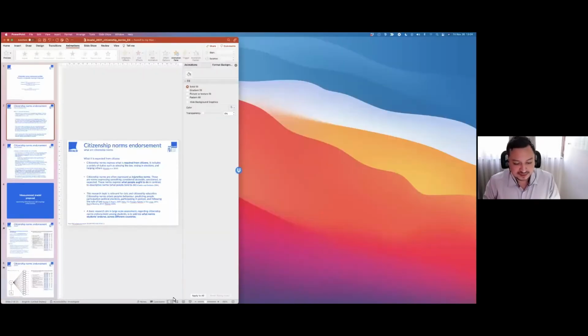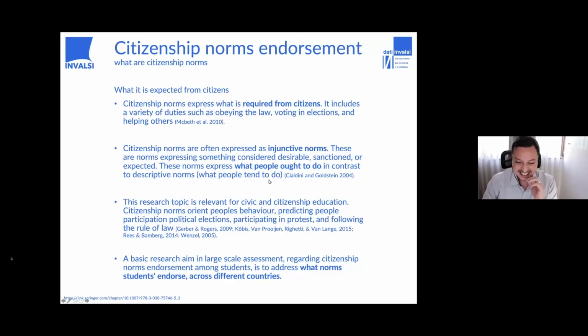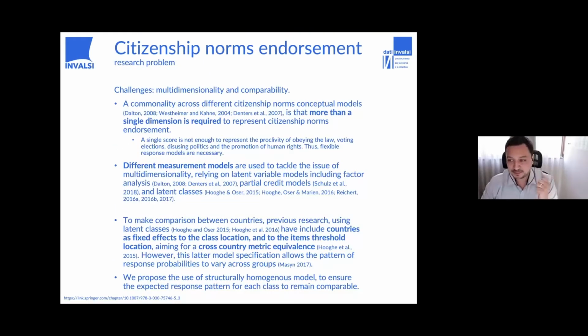So as Linda was saying, in the exercise of making comparisons between countries, we're often going to face two different kinds of problems. One of the challenges is the problem of multidimensionality. That means that we have a collection of responses, and the most likely scenario is that a single dimension is not enough to represent all of the responses at once. So we cannot easily classify the endorsement of norms with only a dimension going from good to bad if people are endorsing all the norms that we can conceive.